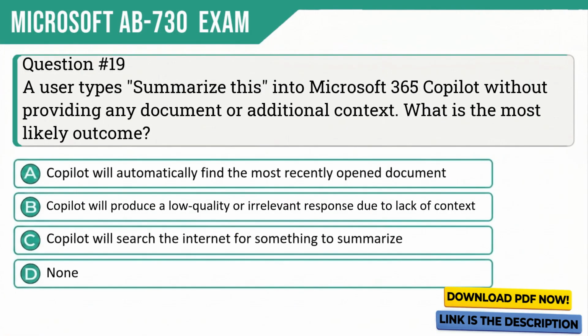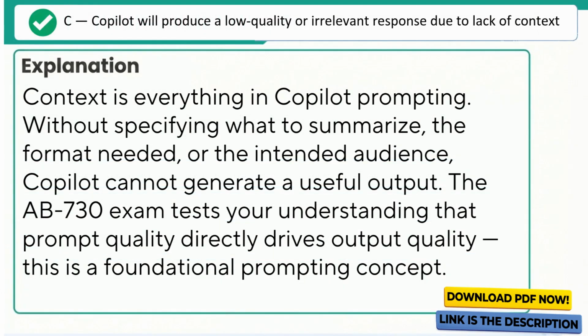A user types "summarize this" into Microsoft 365 Copilot without providing any document or additional context. What is the most likely outcome? A. Copilot will automatically find the most recently opened document. B. Copilot will produce a low-quality or irrelevant response due to lack of context. C. Copilot will search the internet for something to summarize. D. Correct answer, B. Copilot will produce a low-quality or irrelevant response due to lack of context.